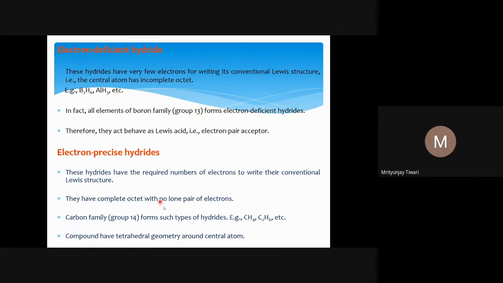The electron precise hydrides, as I just explained: these hydrides have the required number of electrons to write their conventional Lewis structure. They have a complete octet with no lone pair of electrons. Carbon family, or group 14, forms such types of hydrides, the electron precise hydrides. For example CH4, C2H6, C3H8, C4H10. These are all electron precise hydrides. These compounds have tetrahedral geometry around the central atom. Like you see here, even in C2H6, all the carbons have tetrahedral geometry.